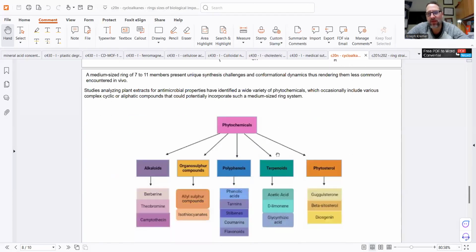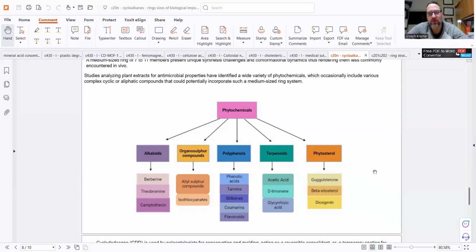These 7, 8, 9, 10, 11 membered rings are called medium-sized rings, and so they are not in every phytochemical, but they are in some of them. So there's a flow chart for phytochemicals. Alkaloids are base-like; they would taste bitter on your tongue. Theobromine is in chocolate, so cruel, pure chocolate tastes very bitter, 100% chocolate.